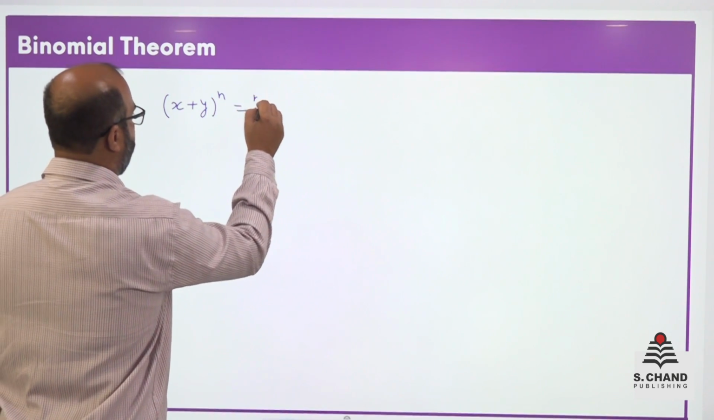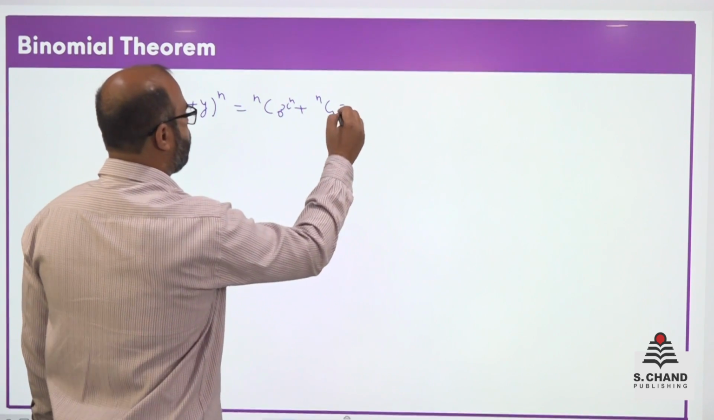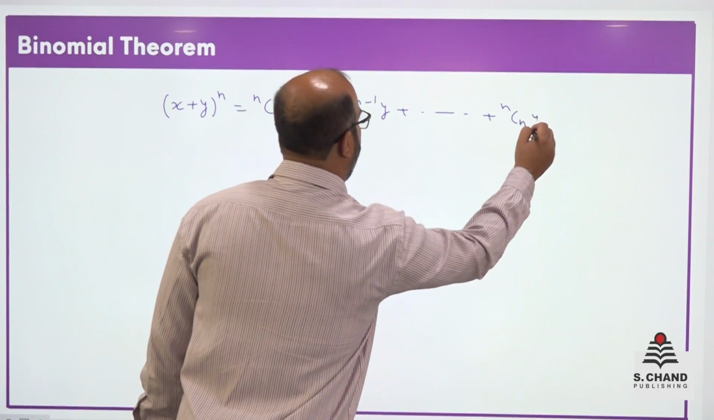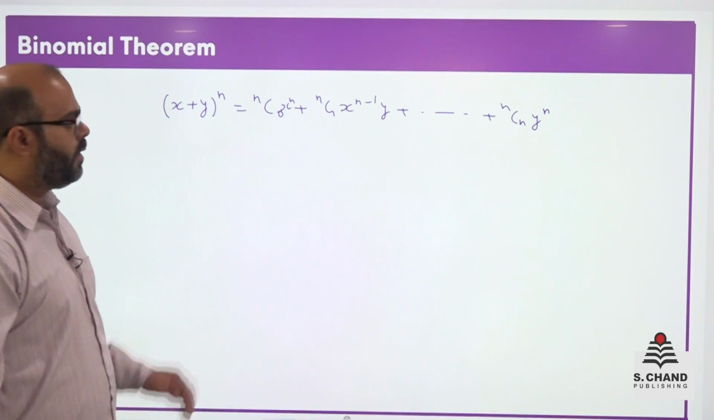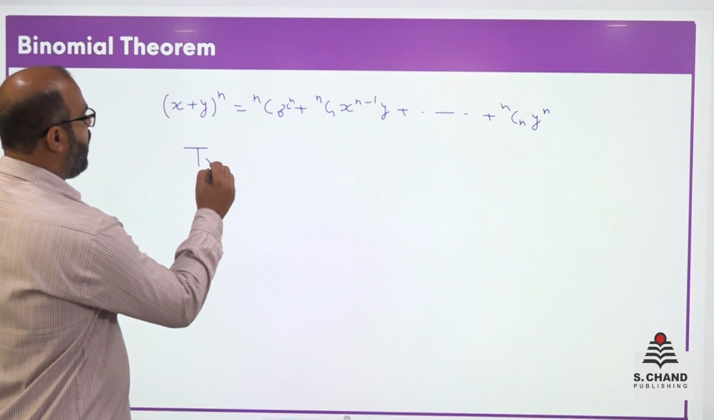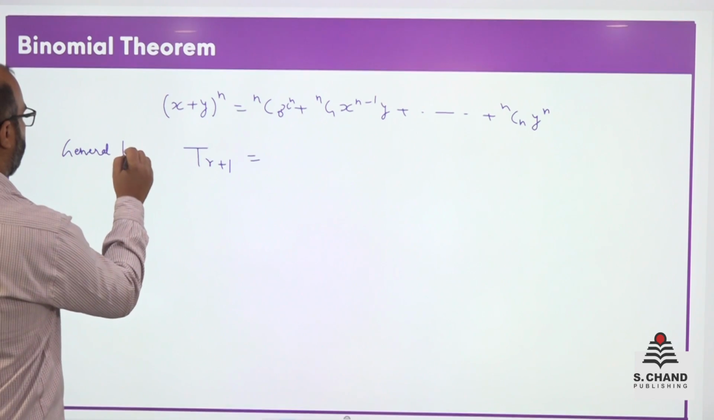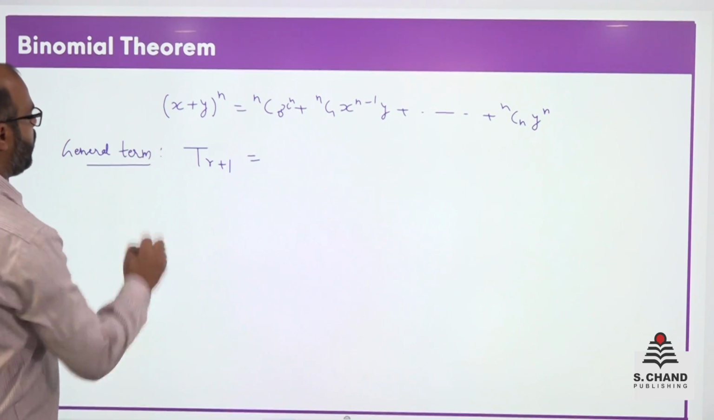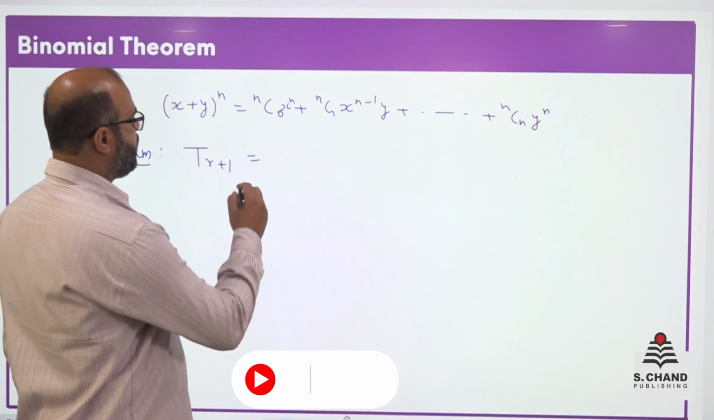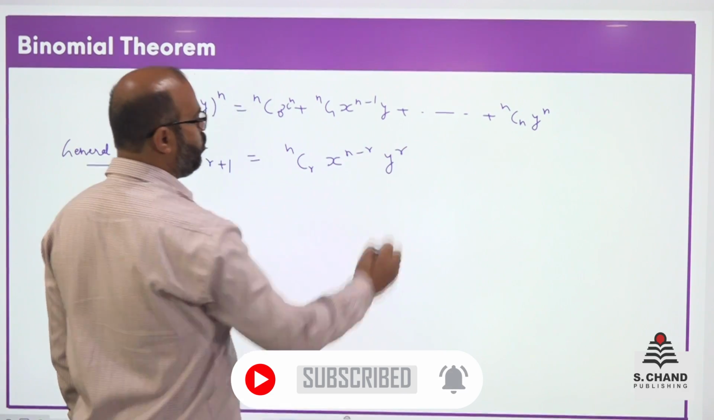(x + y)^n = nC0 x^n + nC1 x^(n-1) y + and so on, up to nCn y^n. Now here again, keeping the expansion in mind, we look at the general term, the (r+1)th term. This is called the general term. So the general term T(r+1), where r can be 0 to n, is nCr x^(n-r) y^r.